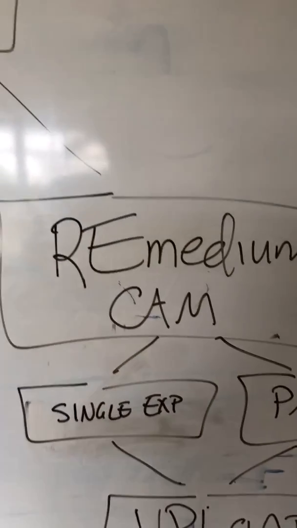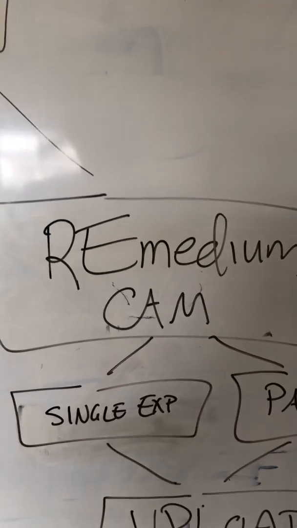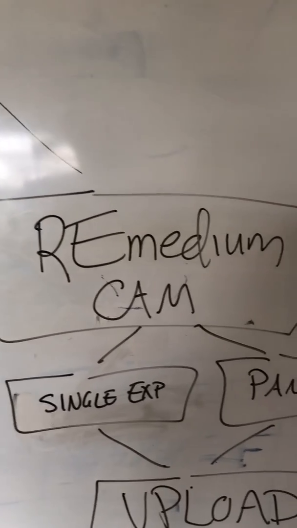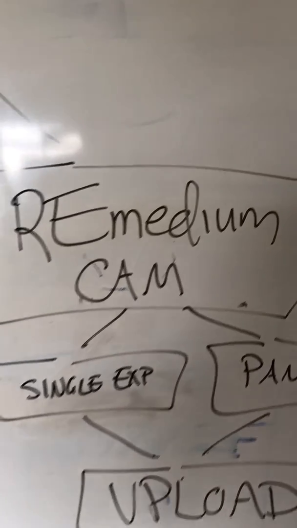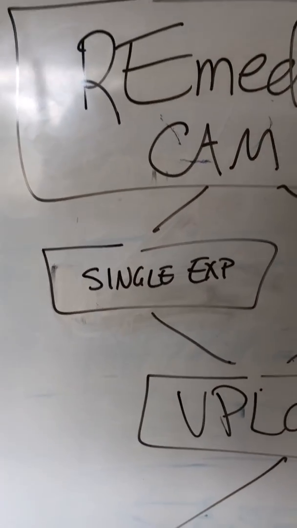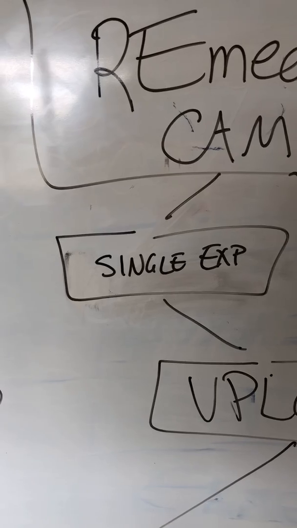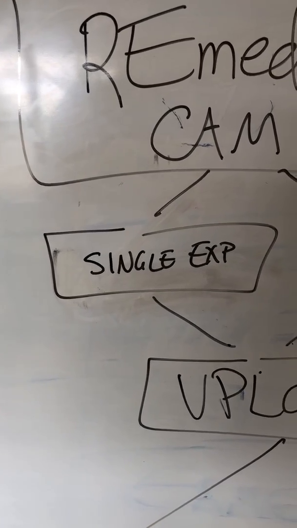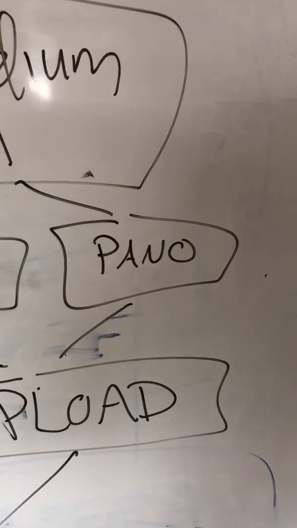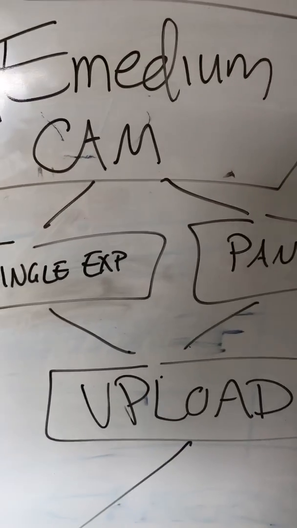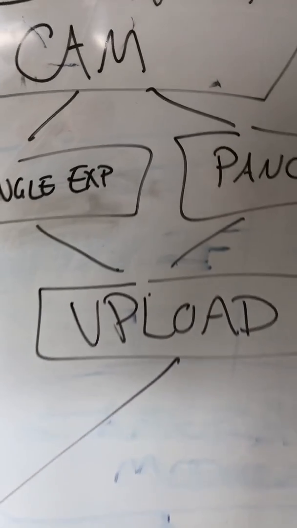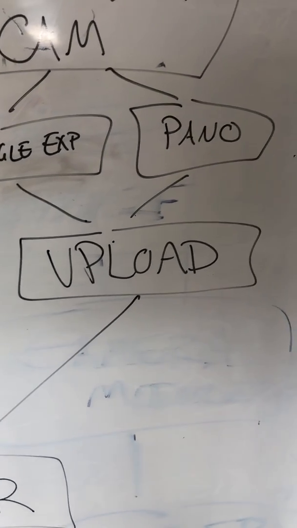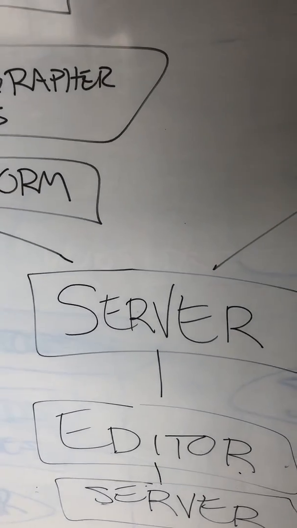Also, if someone wants to photograph it themselves, or if one of the professional photographers wants to use REmedium Cam, they would go this route. REmedium Cam is going to have single exposure capability, meaning with the external lens, and then you could use the pano. Either way of capturing is up to the user. Those will get uploaded as they do now, and they would also go to the server.